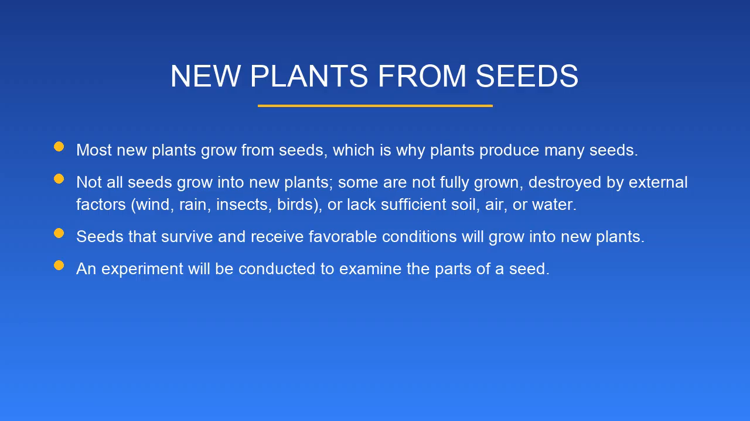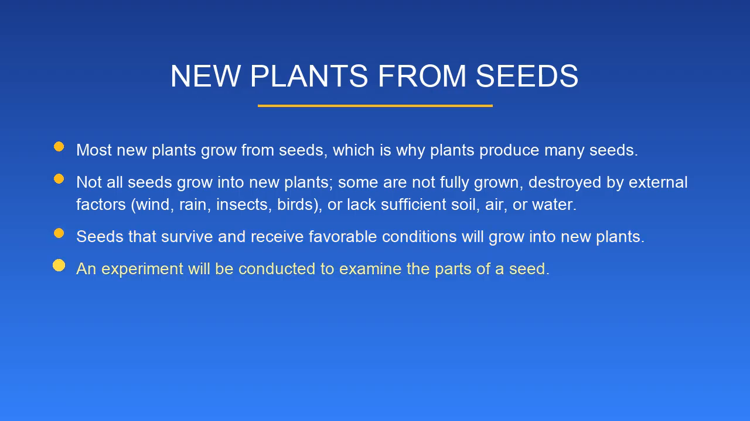New plants from seeds. Most new plants grow from seeds, which is why plants produce many seeds. Not all seeds grow into new plants. Some are not fully grown, destroyed by external factors, wind, rain, insects, birds, or lack sufficient soil, air, or water. Seeds that survive and receive favorable conditions will grow into new plants.